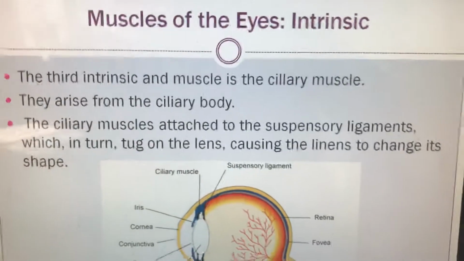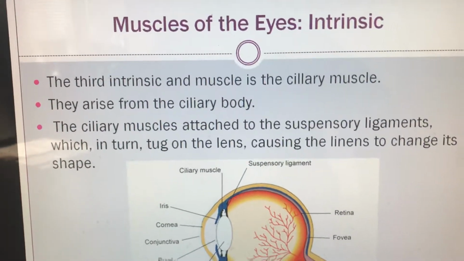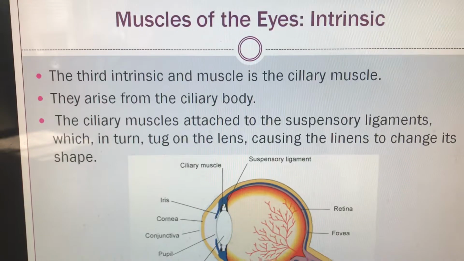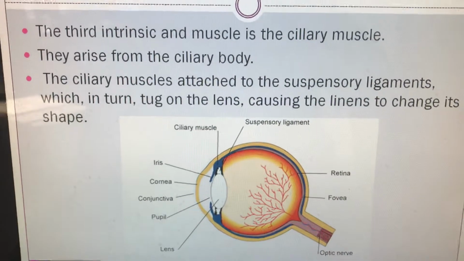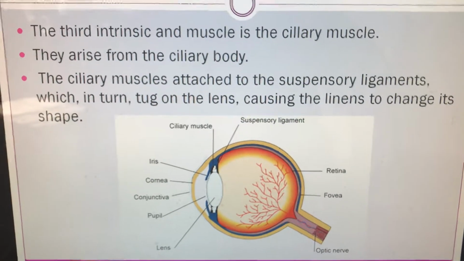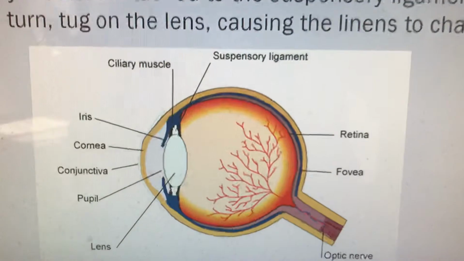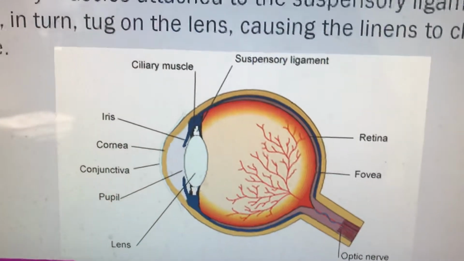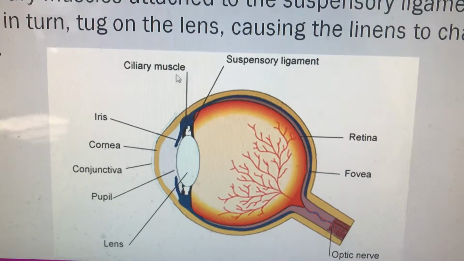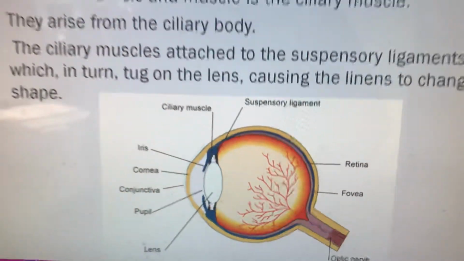So the third intrinsic muscle is the ciliary muscle. They arise from the ciliary body. The ciliary muscles attach to the suspensory ligaments, which in turn tug on the lens, causing the lens to change its shape. So here's a picture here. Here's your ciliary muscle. Okay.